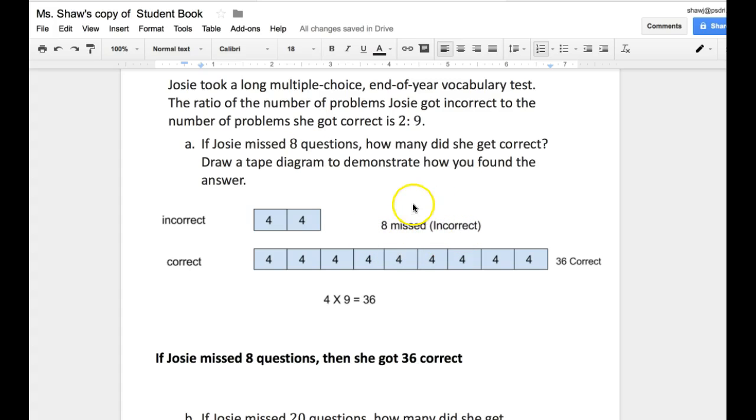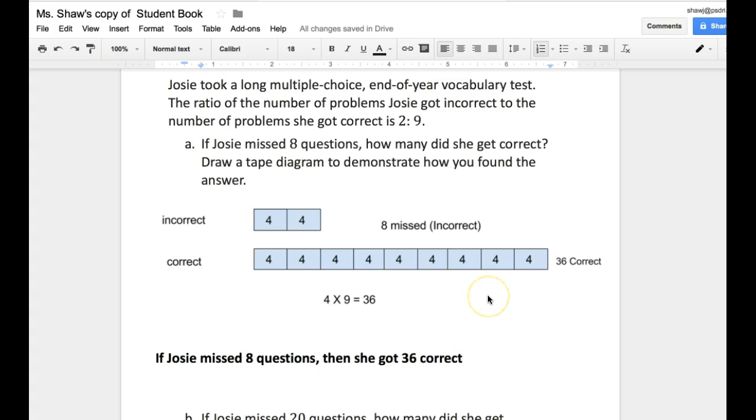So if she missed 8, and I needed to put it into these 2 boxes, I can do 8 divided by 2 and find out that it's 4. 4 goes into each box. If 4 goes into each of these boxes or units, then they have to also go into all 9 of these. Then to find out how many she has correct, I can multiply 4 times the number of units we have, or number of boxes, and that was 36. So that told me that if Josie missed 8 questions, then she got 36 correct.